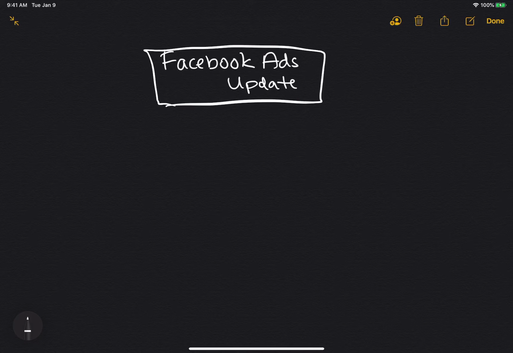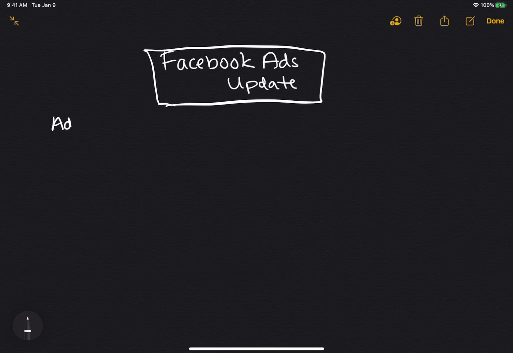Hey everyone, so Facebook just launched a new update where they're no longer accepting ad set level budgets. So I just wanted to go over what that means for you, especially for those in e-commerce. I'm going to go ahead and explain the difference between the two.